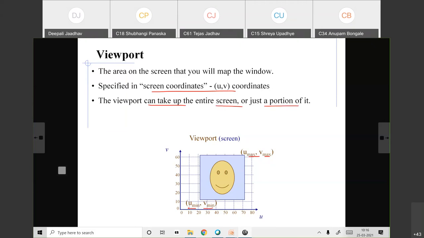You can observe here, if it is the U and V coordinates, then in the viewport it is here, that is U min, V min, and this is U max, V max.